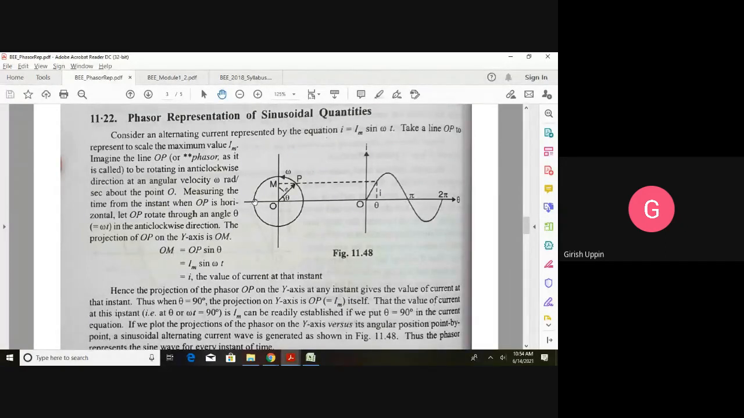Now when I continue to rotate it, I get a negative half cycle. When the phasor reaches 270 degrees, it makes a minus peak value, and then it comes back and becomes 0. You can see this is rotating continuously, and using this phasor I can actually represent a sinusoidal voltage.